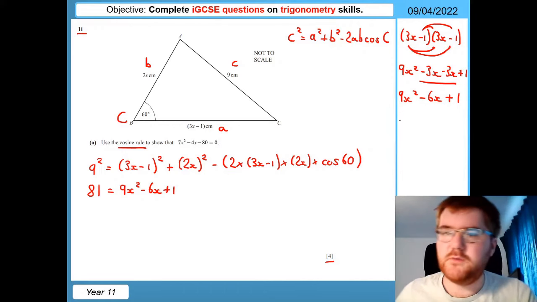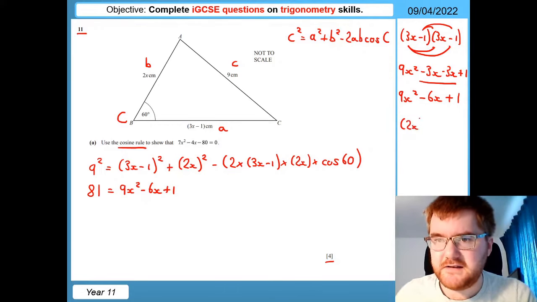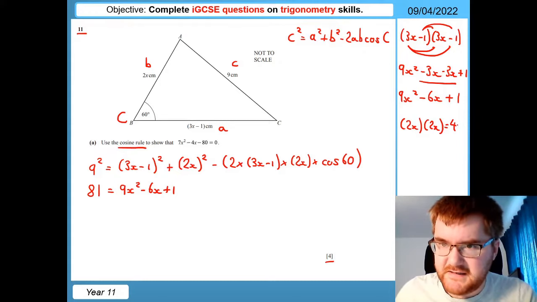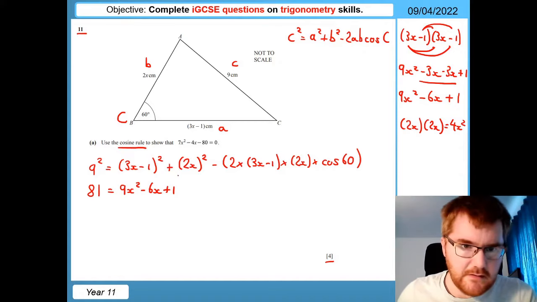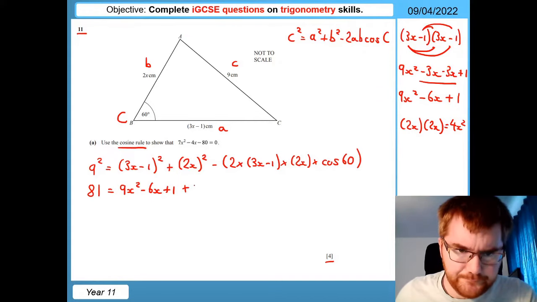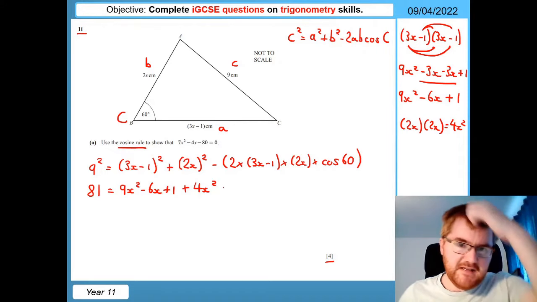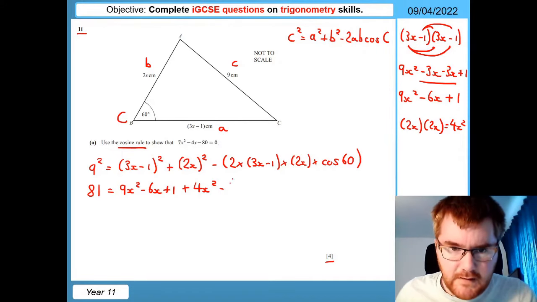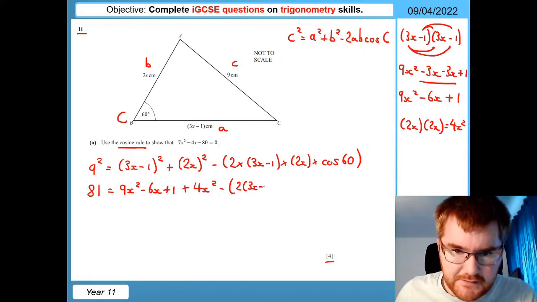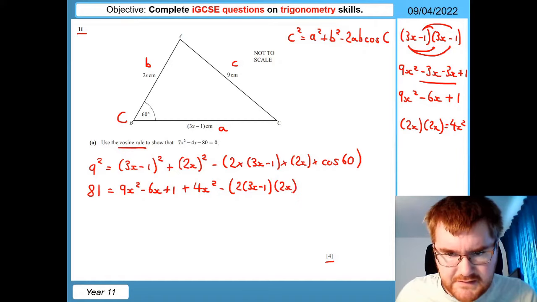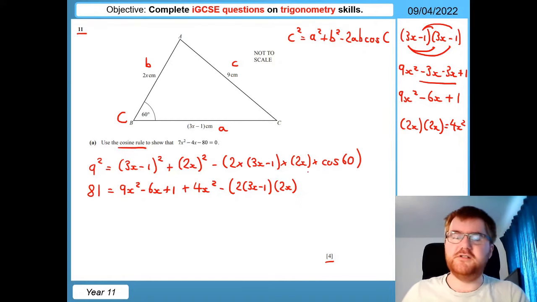Now 2x all squared, remember that's the same as doing 2x times 2x. And that's equal to, well, 2 times 2 is 4. x times x is x squared. So let's pop 4x squared here. And now let's neaten this out. So here we've got 2 lots of 3x minus 1 multiplied by 2x multiplied by the cosine of 60.